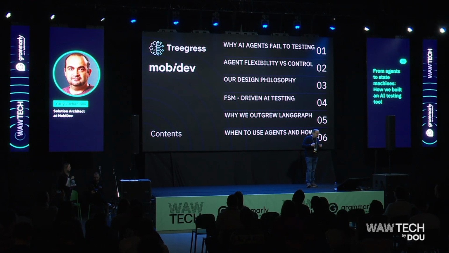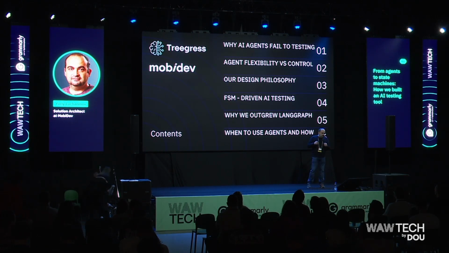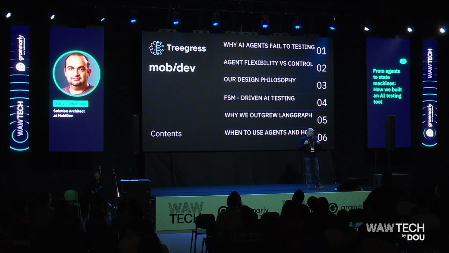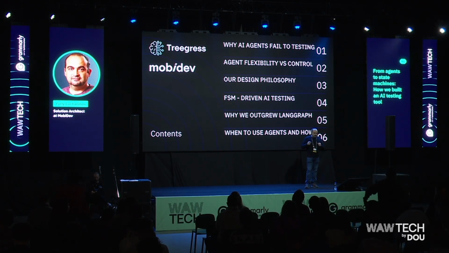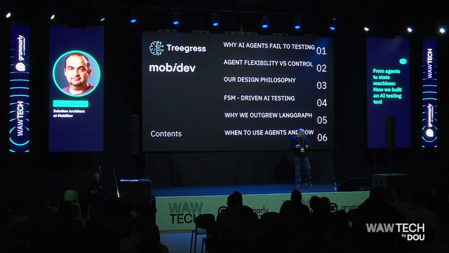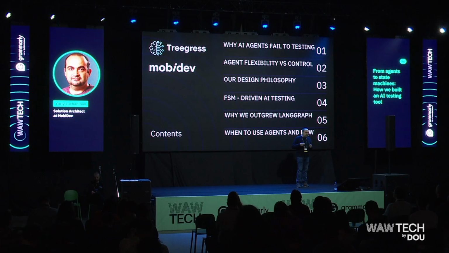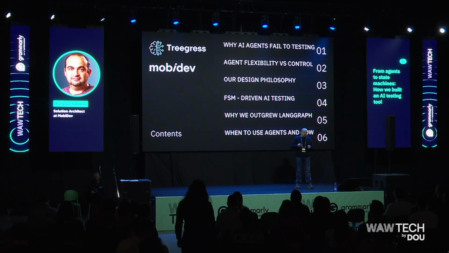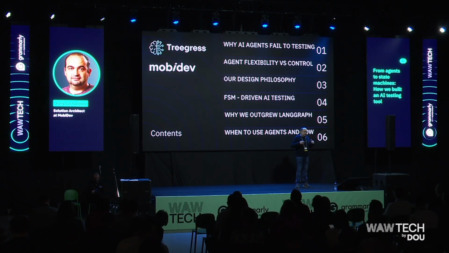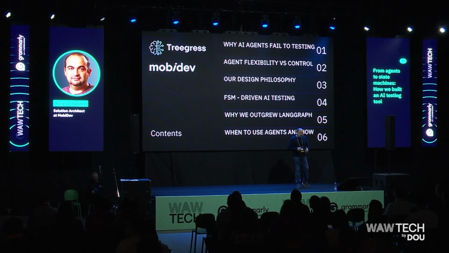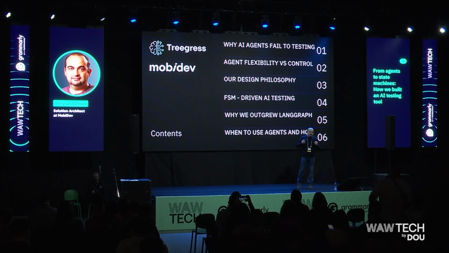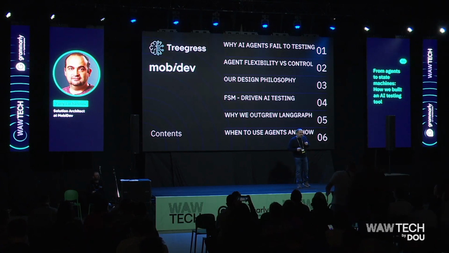First of all, I will try to explain why AI agents are so modern and trendy right now, but why that could lead to some faults if we talk about testing. The second one, we discuss a couple of points about flexibility versus control, and specifically how we could find the balance between the two really crucial points. The third point, we discuss a little about our design philosophy.